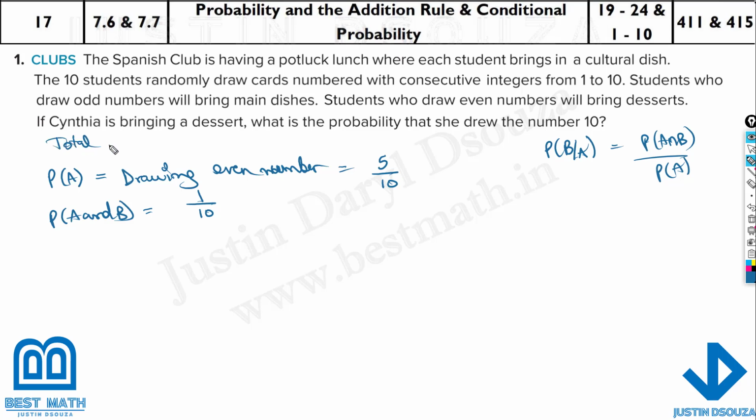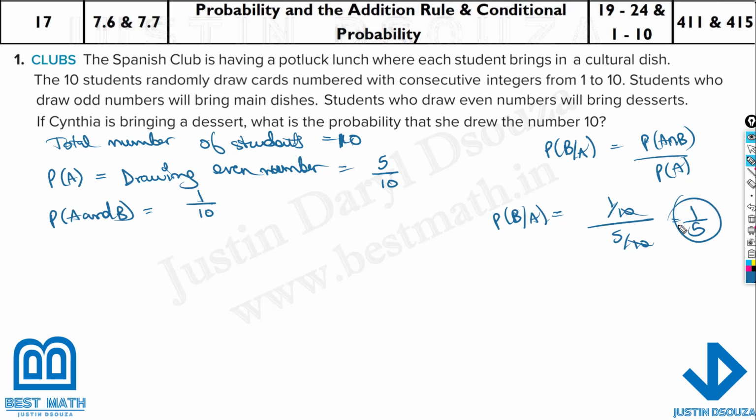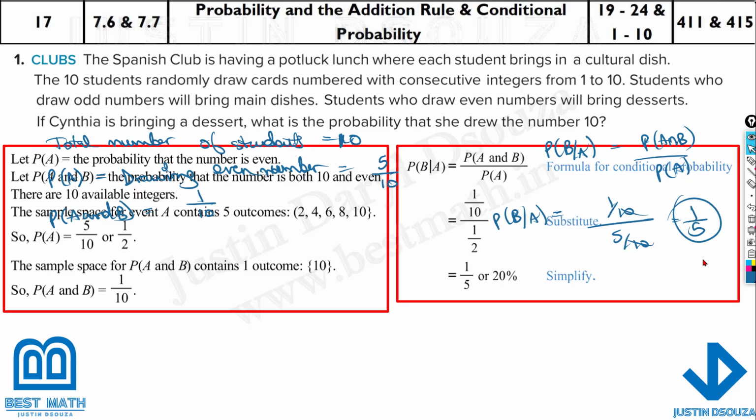I'll write over here total number of students is equal to 10. So whatever probabilities you're finding will be divided by 10 only. So these are the steps required. Now you can directly do the step 2 formula. Let's solve it. Probability of B given A is equal to probability of A and B, which is 1/10, divided by 5/10. So this cancels, it's 1/5. It's a 20% chance. So she drew the number 10, provided she's bringing a dessert. So that's it. That'll be the answer.